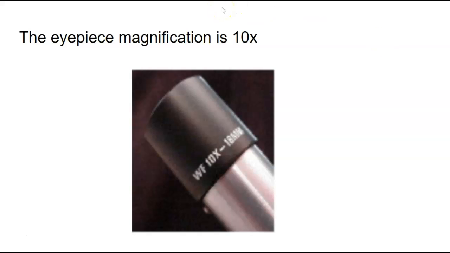So the eyepiece magnification is 10x, which means it magnifies the image 10 times, okay? And that's not actually very much, okay? That's not a very high magnification. So we're gonna learn how we can get an even higher magnification using other lenses.